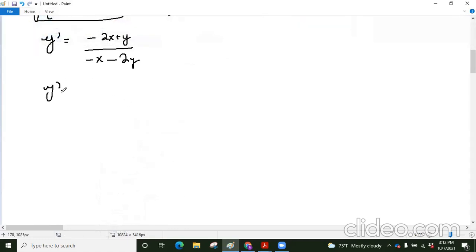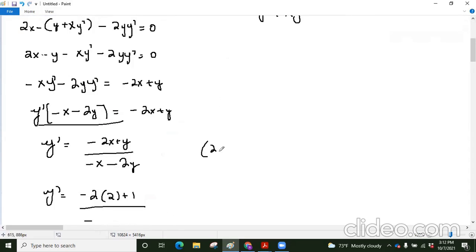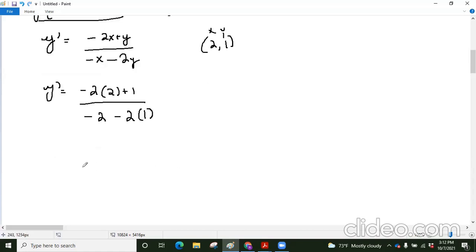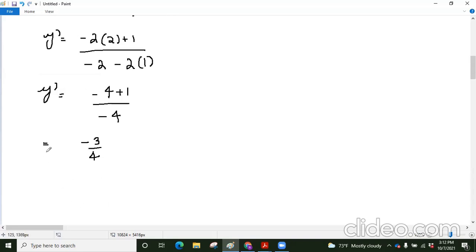If we do y prime equals minus 2 times 2 plus 1 over minus 1 minus 2, well, minus, okay, so my x is 2, my y is 1, right? So my x goes here, and then in my denominator, I have minus 2, and then minus 2 times 1. Okay, so my y prime is minus 4 plus 1 over minus 4. This should be minus 3 over 4.